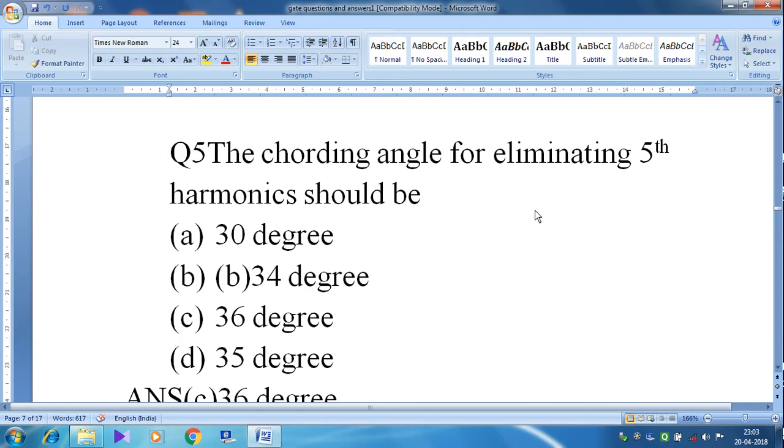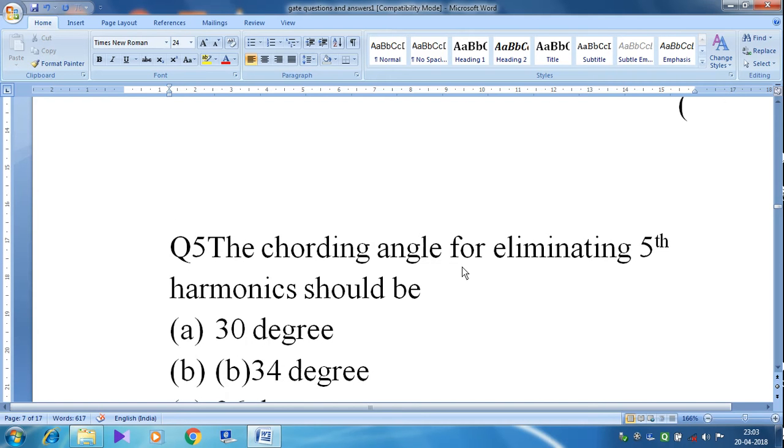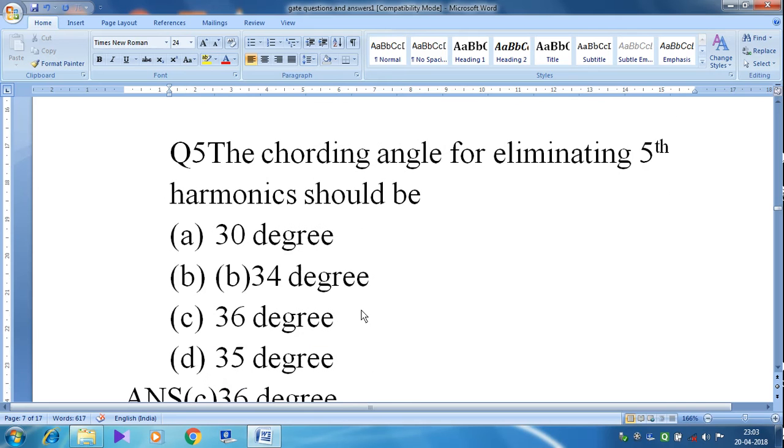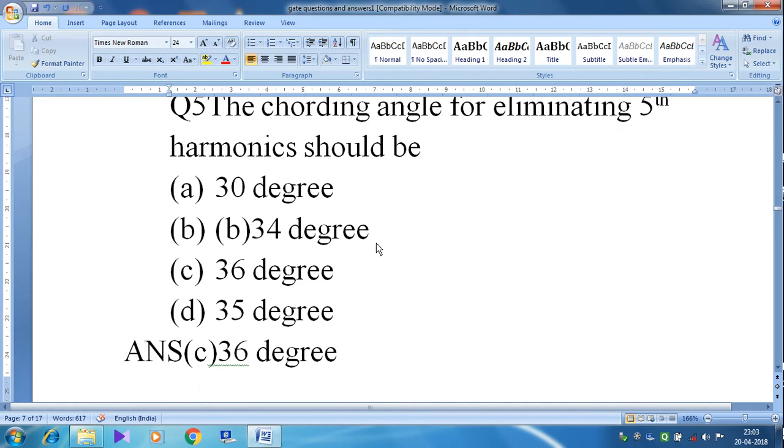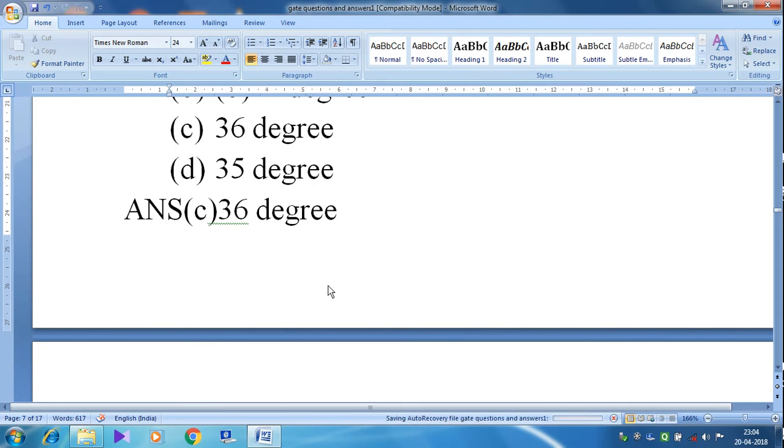What is the main cause to eliminate the harmonic? So here it is given that the fifth harmonic, which is an odd harmonic like the third and seventh harmonic, to eliminate it, what should be the coil angle? That means how much should alpha be. So to eliminate the fifth harmonic, what should be the coding angle? So answer is 36 degree.